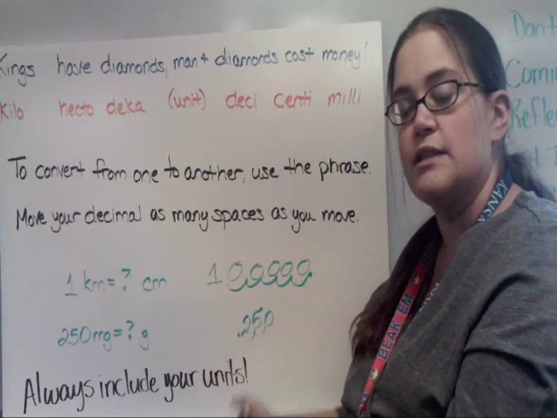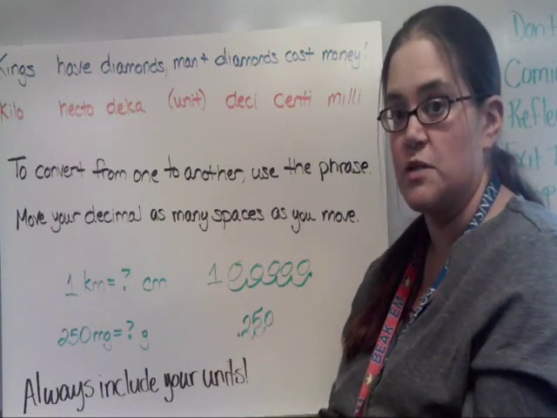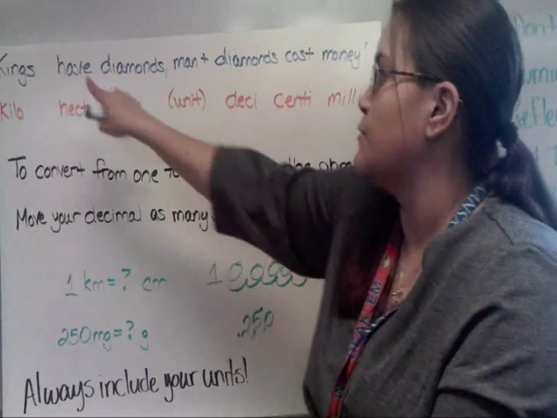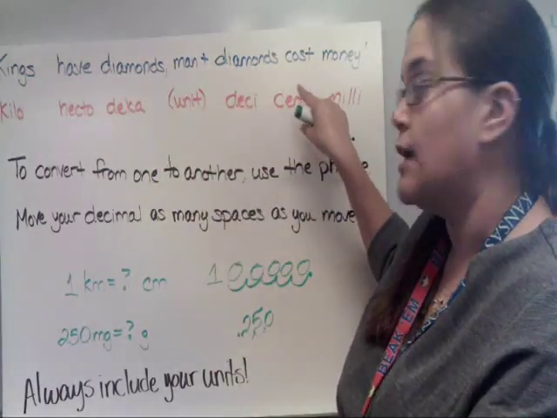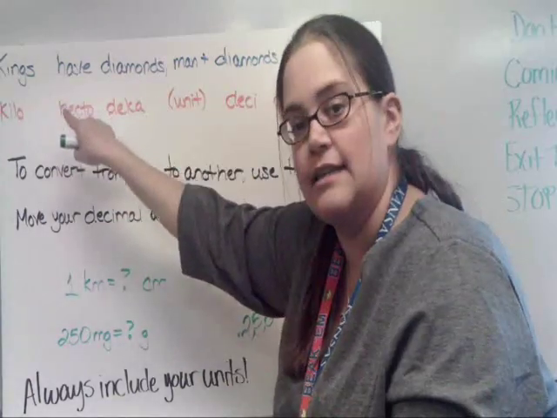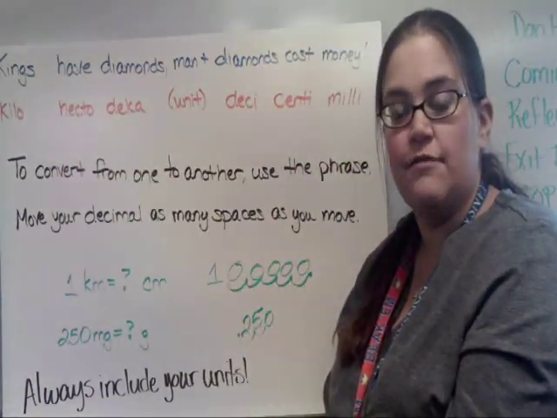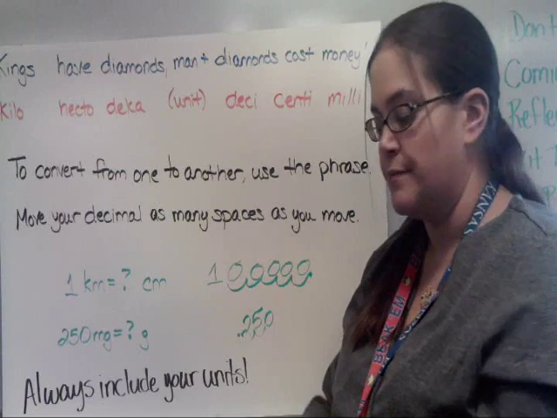If you need help with this, make sure you rewind and rewatch this part. It's really important. If you're moving to the right in the sentence, you move your decimal to the right. If you're moving to the left in the sentence, you move your decimal to the left. And we'll practice this more in class.